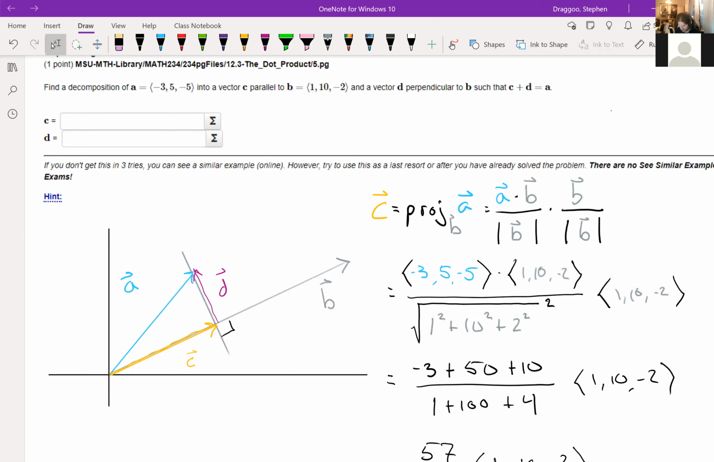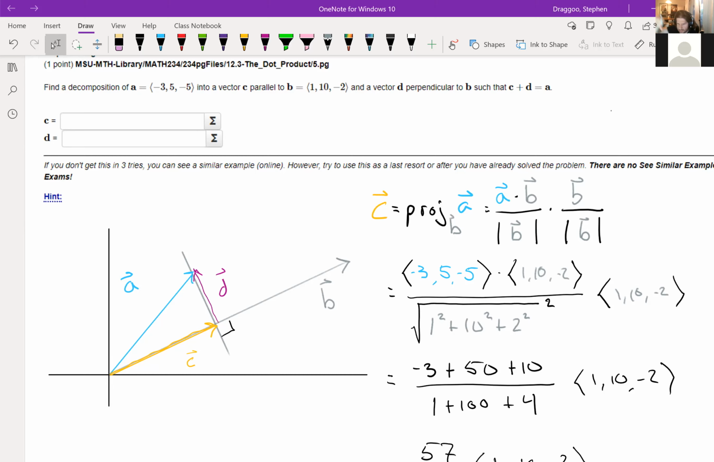I've done my best to color code this and make it readable as we go through it. If I highlight some of those pieces, we're starting with that vector A, which is in blue, and I want to project it onto vector B, which is in gray.